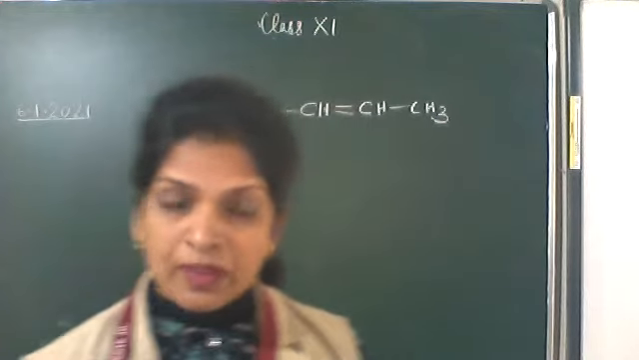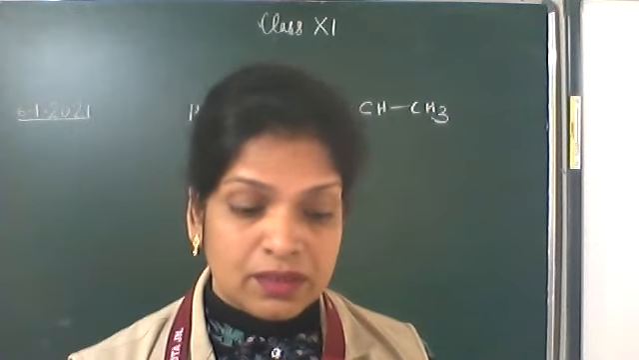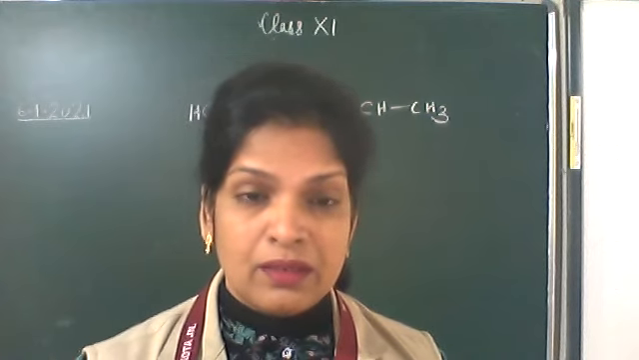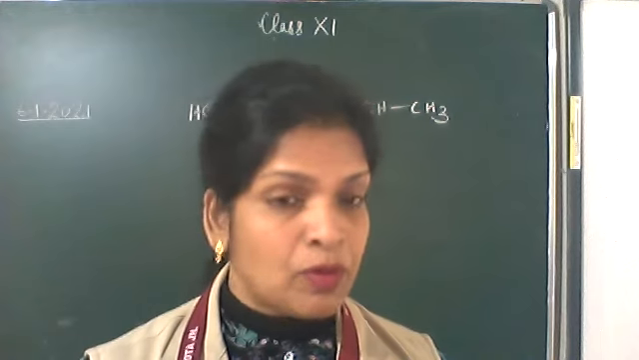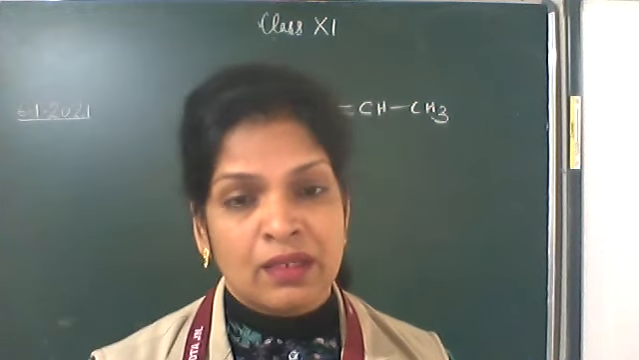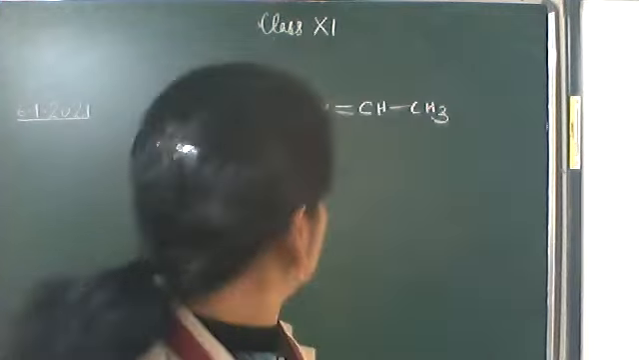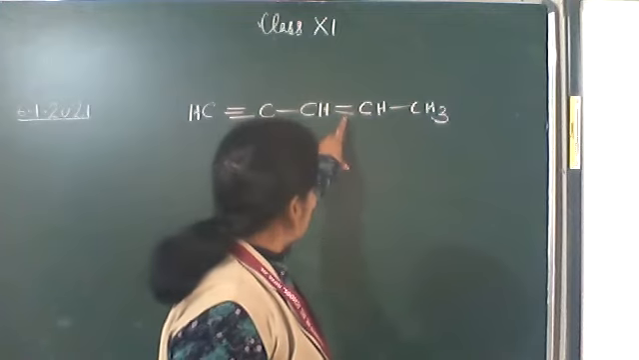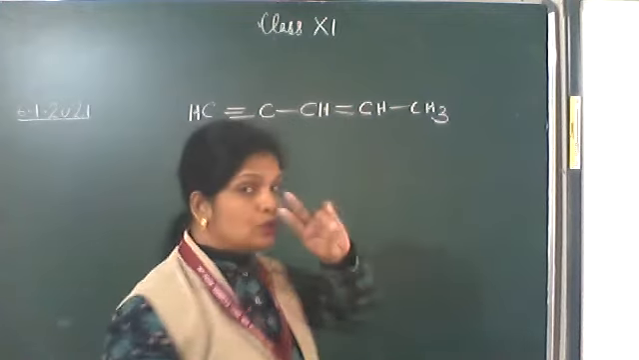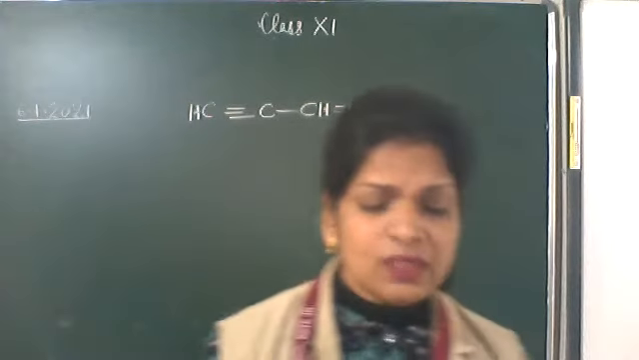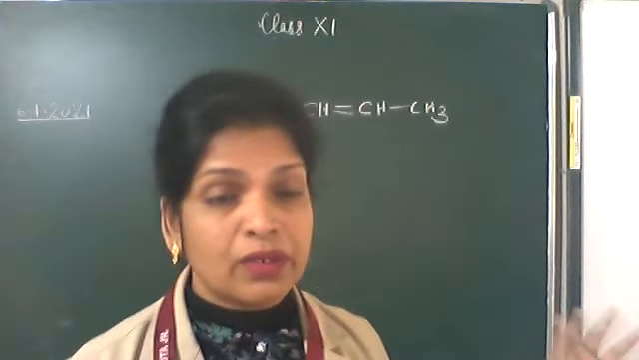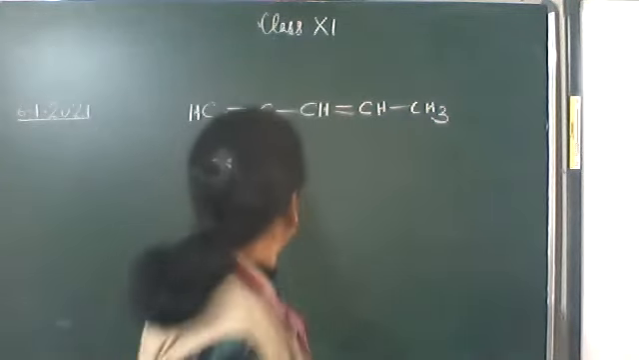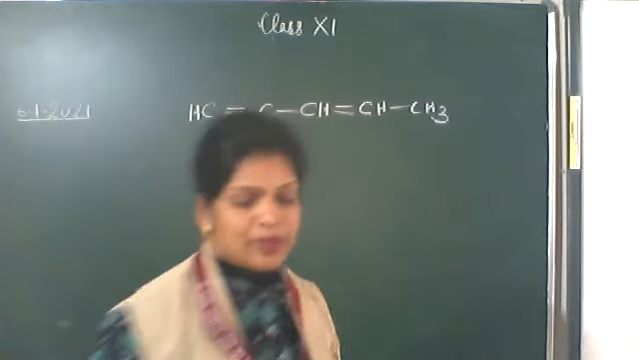Among these, pi CC bonds: one in the double bond and the triple bond. In this double bond, 1 pi bond is there. In this triple bond, 2 pi bonds are there. So how many sigma bonds are there? Totally you can write that is 10. How many pi bonds are there? 1, 2, 3. 3 pi bonds.